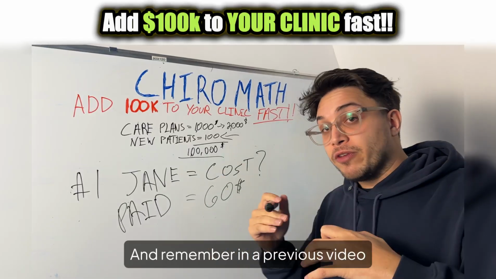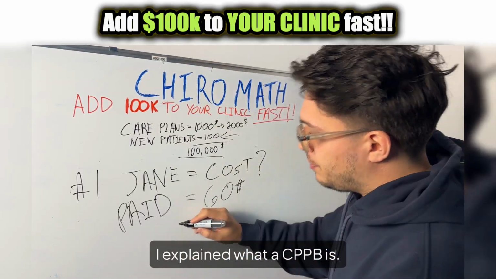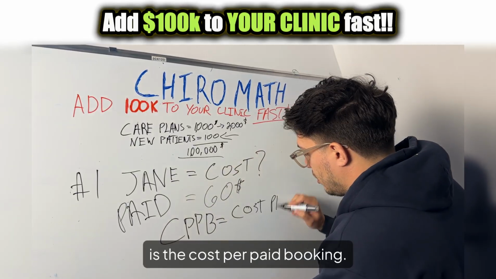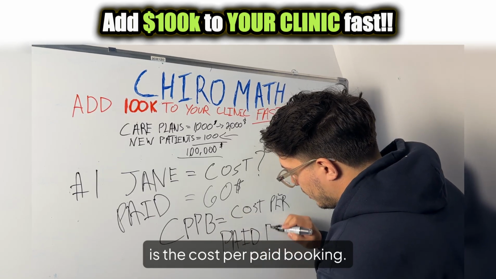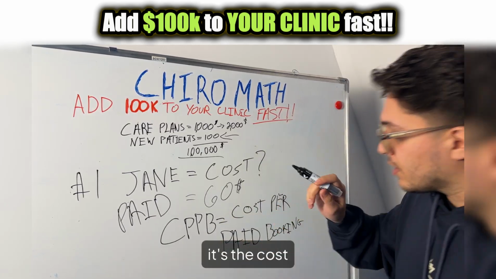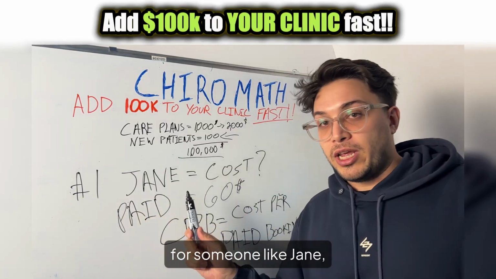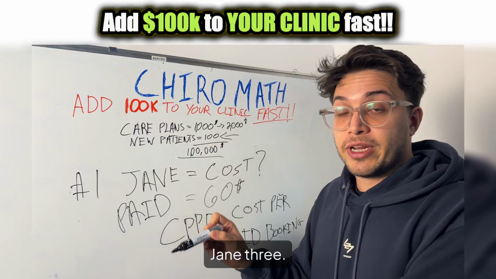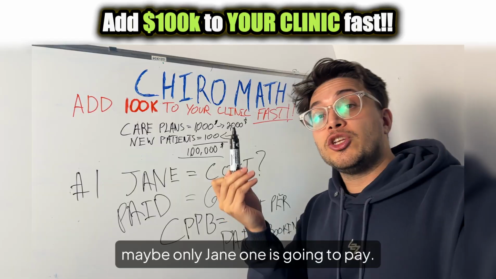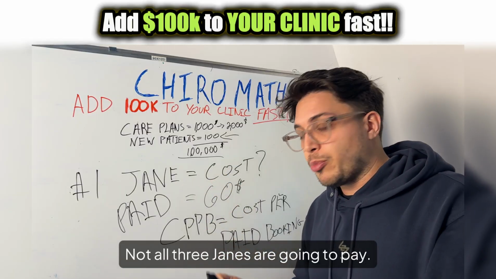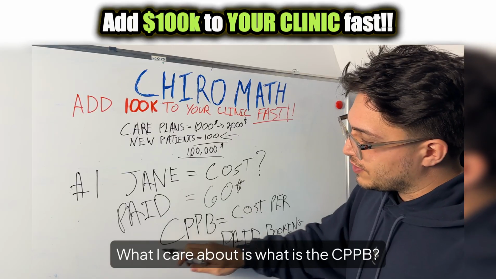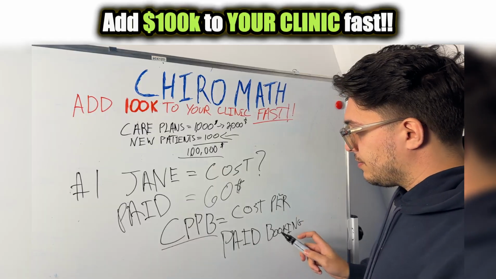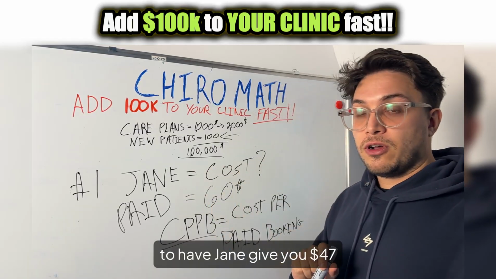Remember, in a previous video, I explained what a CPPB is. CPPB is the cost per paid booking. So it's the cost for someone like Jane, right? Because you have to understand, there's going to be more than Jane. There's going to be Jane 1, Jane 2, Jane 3. Out of those 3 Janes, maybe only Jane 1 is going to pay. Not all 3 Janes are going to pay. What I care about is the CPPB, the cost per paid booking. It is the cost to have Jane give you $47 over the phone.